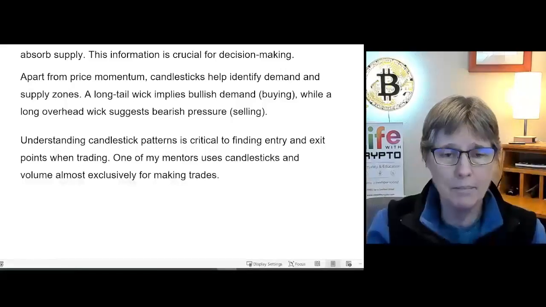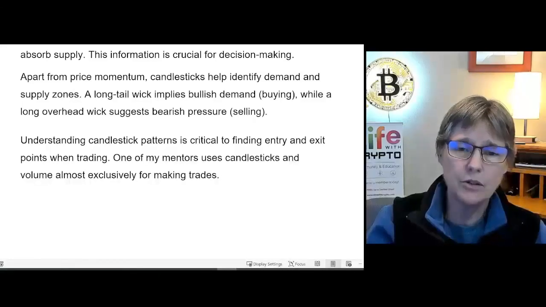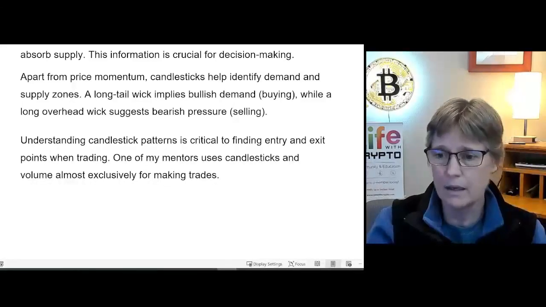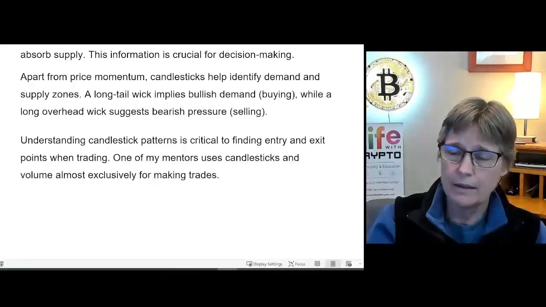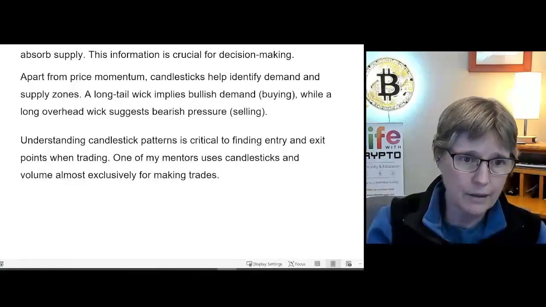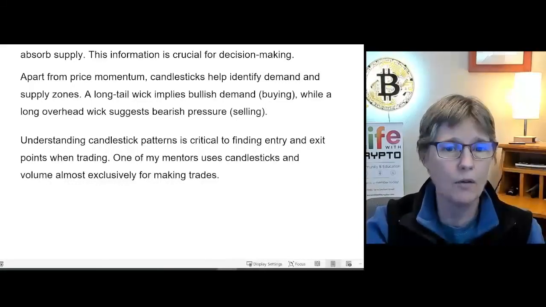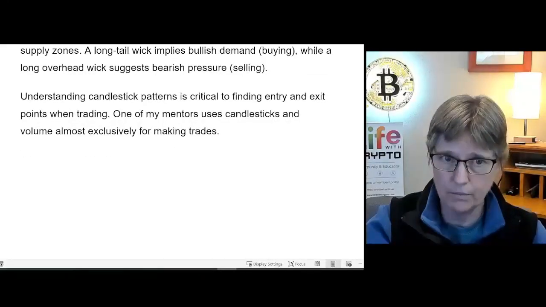One of my mentors, who's a multi-millionaire, I do believe, almost strictly uses candlesticks and volume when he's shared some of his trading techniques. We looked at market structure, candlesticks, and volume. I know there's a lot of traders out there that that's really all they want to use. I personally need more than just candlesticks and volume.